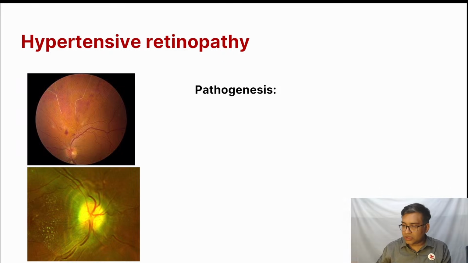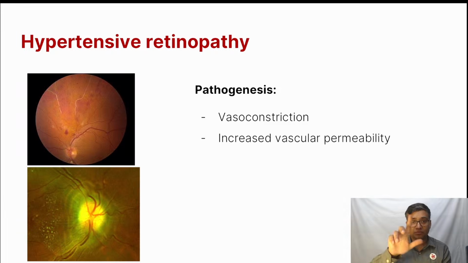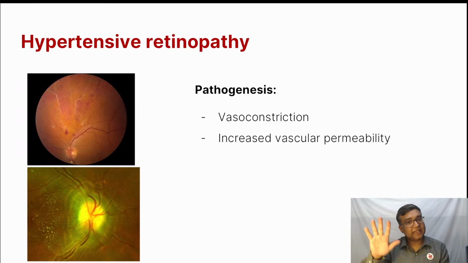Okay, so the next important fundus based image they can give is regarding hypertensive retinopathy. Like diabetic retinopathy, in hypertensive retinopathy the basic pathogenesis is that hypertension can cause constriction of the blood vessels. So there is a vasoconstriction, and when there is a vasoconstriction, that causes increased vascular permeability. So the two important points you have to remember regarding the pathogenesis are vasoconstriction and increased vascular permeability.